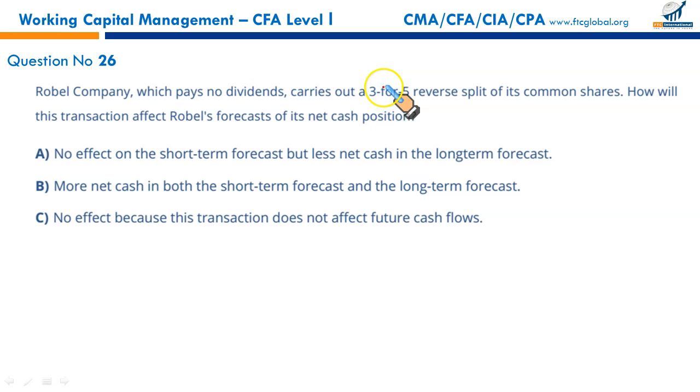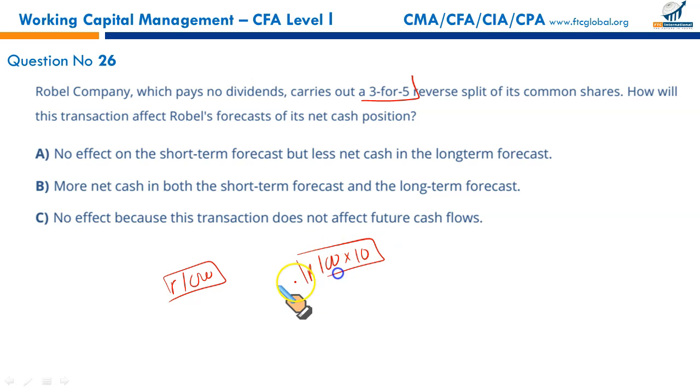It is just the denomination. Whether you have a single 1000 rupee currency note or 10 currency notes of 100 rupees each, you still have 1000 in both cases. So if it is done, how will this transaction affect Robel's forecast for its net cash position? It has no effect on cash at all. It is simply that the denomination of the share is being changed. It's not that you are selling shares. There is no cash involved.